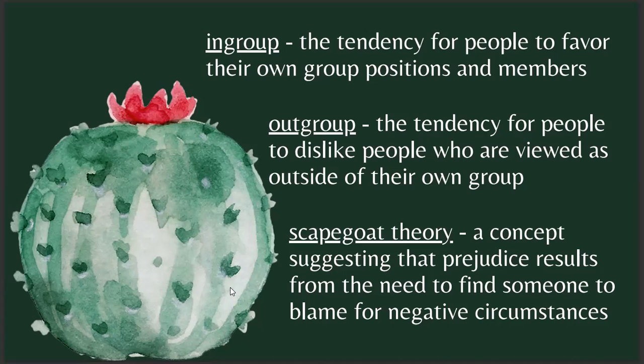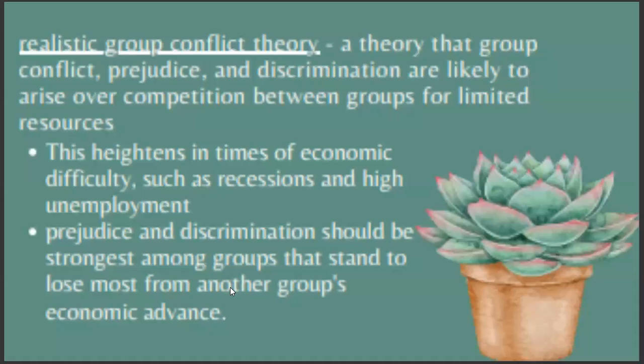So that is definitely, both are definitely bases for prejudice and discrimination. And then lastly, the scapegoat theory, a concept suggesting that prejudice results from the need to find someone to blame for negative circumstances. Definitely, 100%.